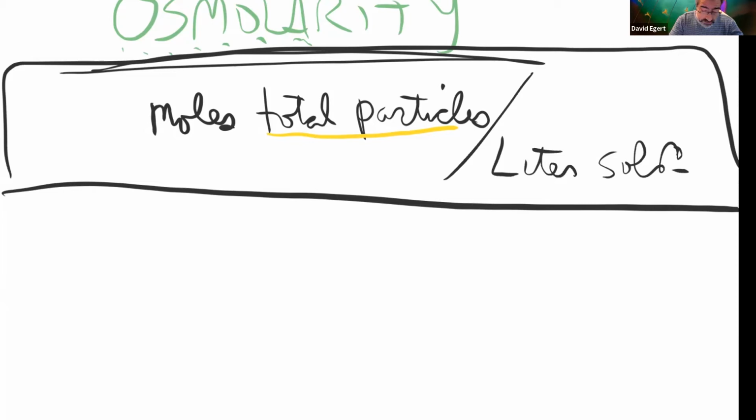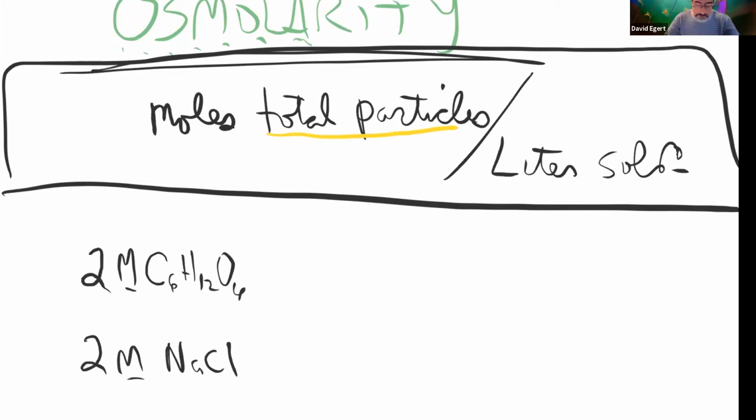Let's say I had 2 molar glucose. Let's say I had 2 molar NaCl. And I want to know about the osmolarity. So I know the molarity. I know I have 2 moles of sugar per liter of solution, or 2 moles of NaCl per liter of solution. And then I want to think about, well, what does this mean in terms of osmolarity?